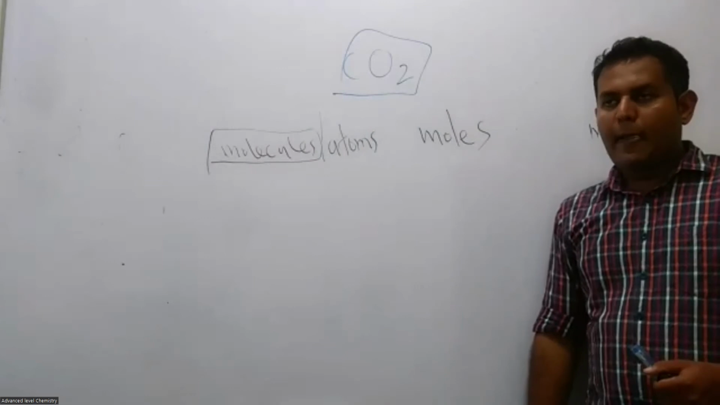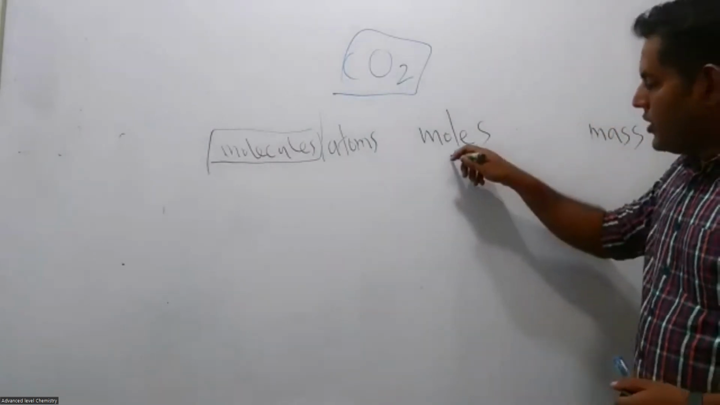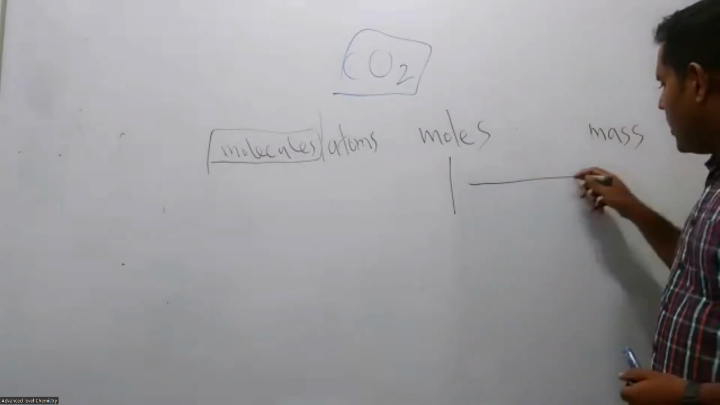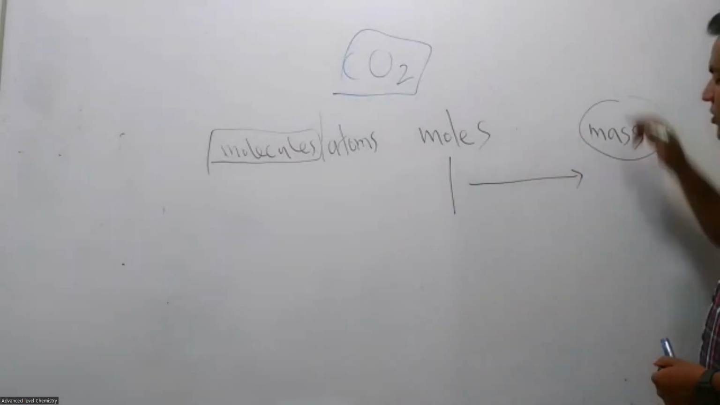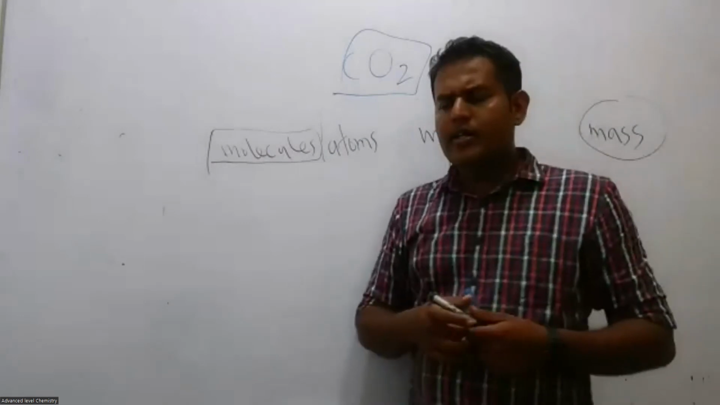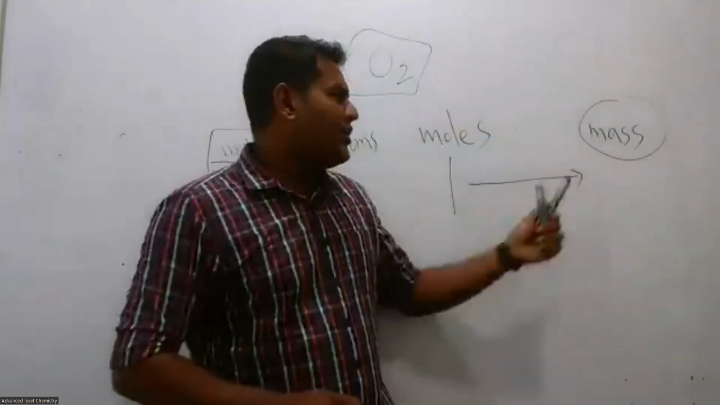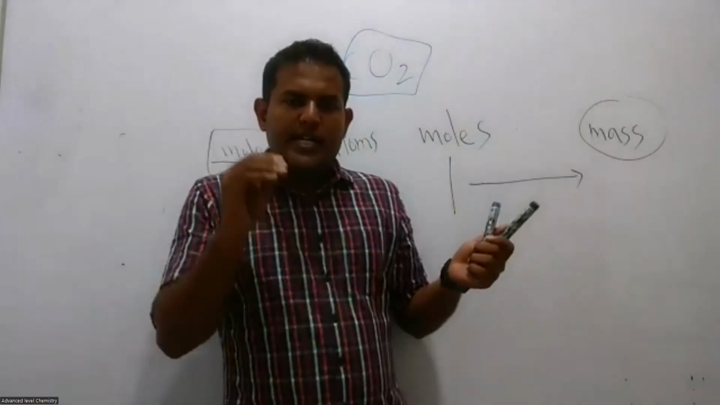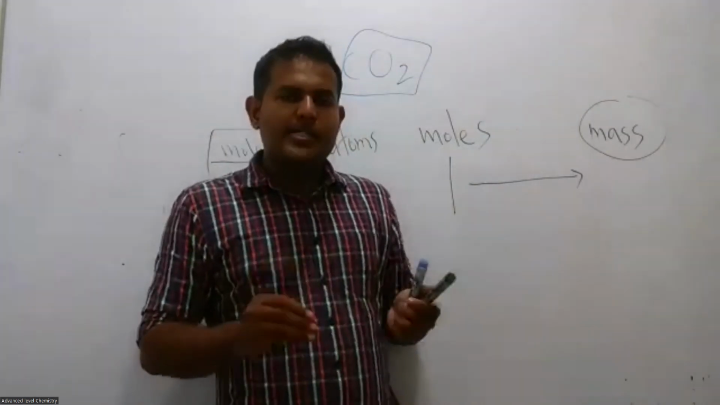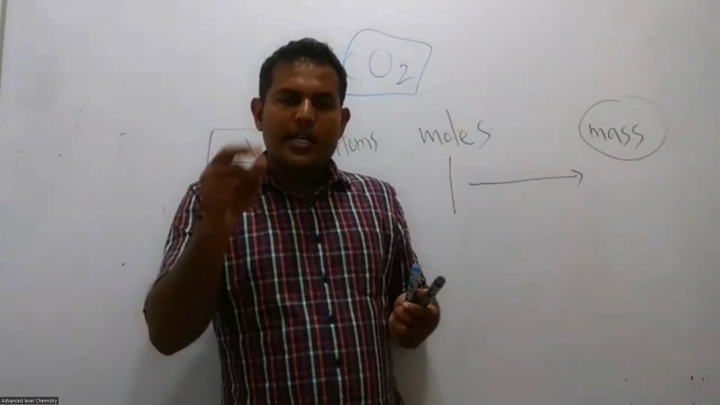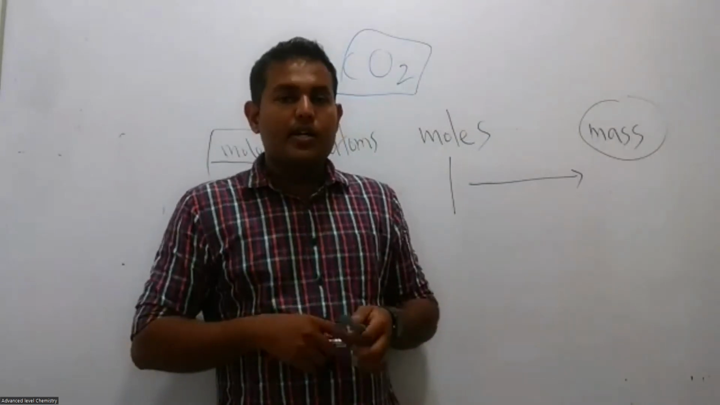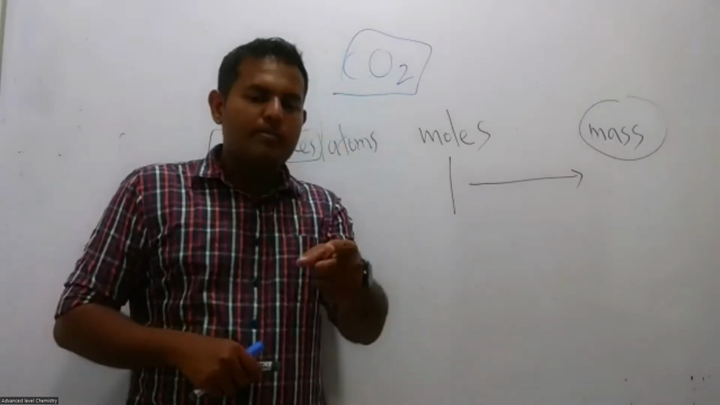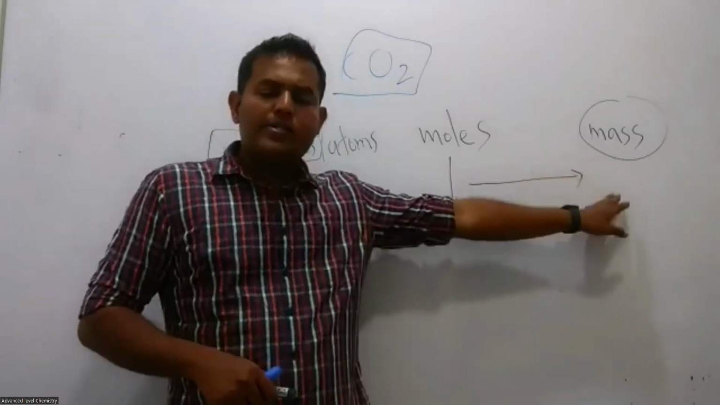What is meant by 1 mole? 1 mole is related to mass. What have you learned? For each and every species, if it's an atom, the number of grams is equal to its relative atomic mass. For example, in 1 mole of sodium, you have 23 grams of sodium.